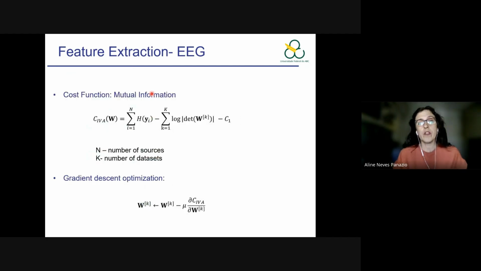So the cost function continues to be mutual information. And here it minimizes the entropy of all components, but at the same time, it maximizes the mutual information within the latent component vector. Optimization is done using a gradient descent algorithm.